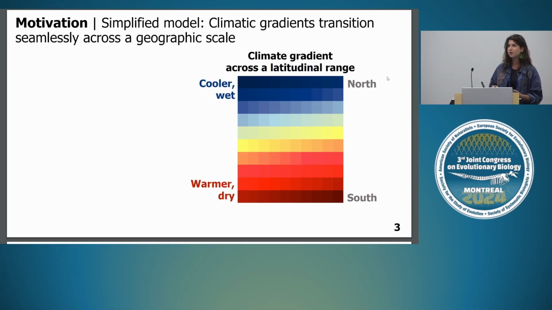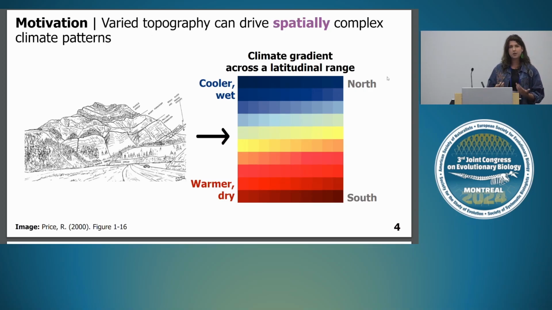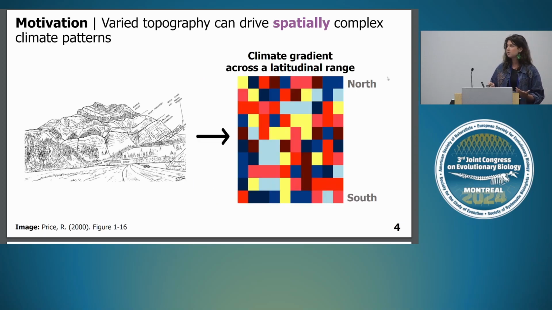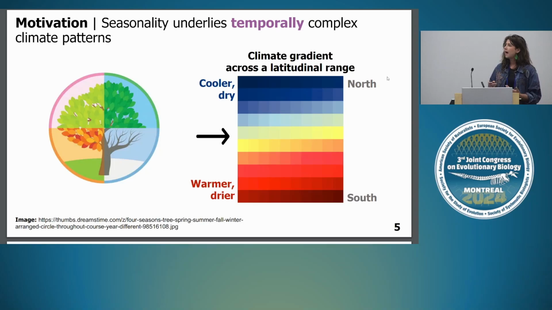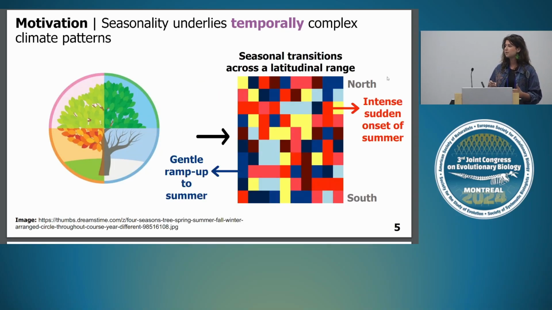For example, going from the north to the south, it may become warmer and more dry. However, if you have varied topography, so let's say different levels of elevation, it could make it so climate no longer aligns with the latitude that you're looking at. Additionally, differences in seasonality can mean that populations may experience different patterns or different speeds under which they may ramp up to a season such as summer over here.